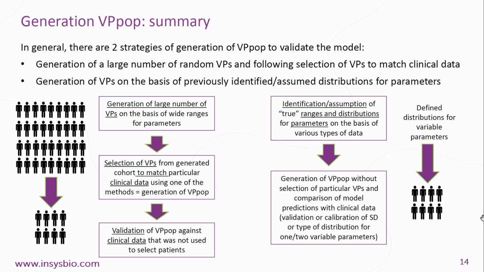And the second approach is when you identify the distributions and ranges for the parameters on the basis of various types of data, in vitro, ex vivo, and so on, and you assume that these ranges and distributions are true, and then you generate a virtual patient population without any selection of particular virtual patients, and just compare the predictions with clinical data. Of course, in the case of this approach, some recalibration may be required.